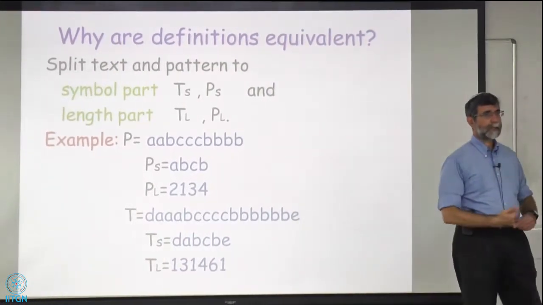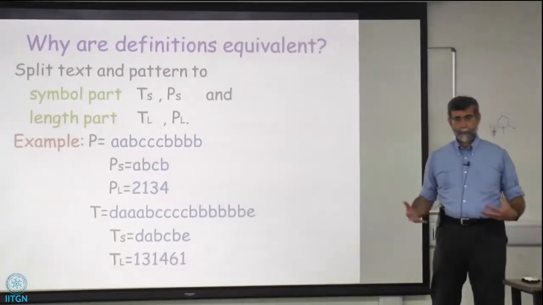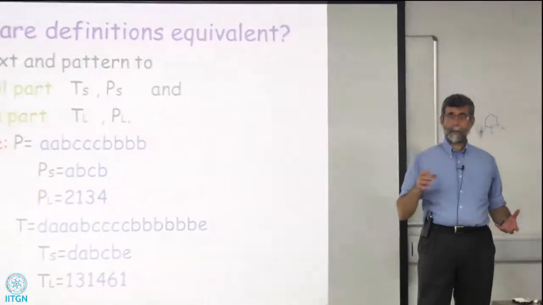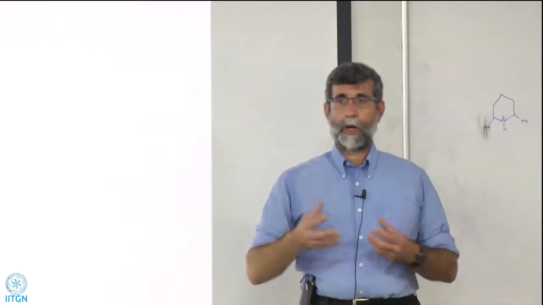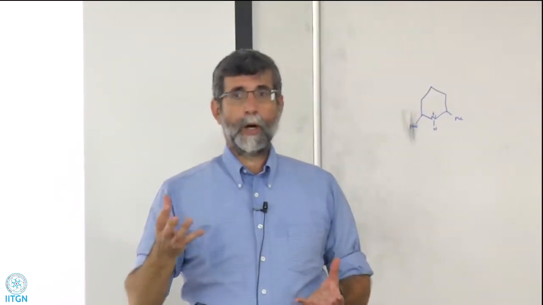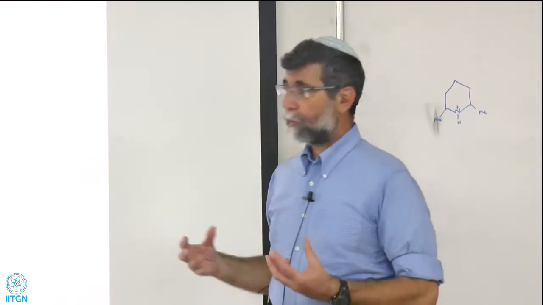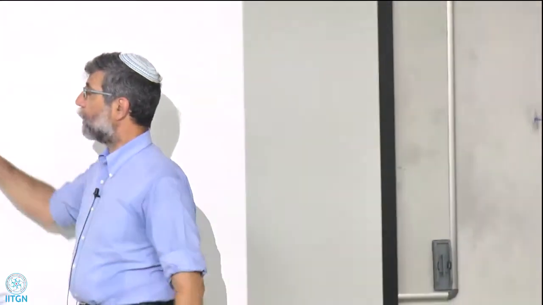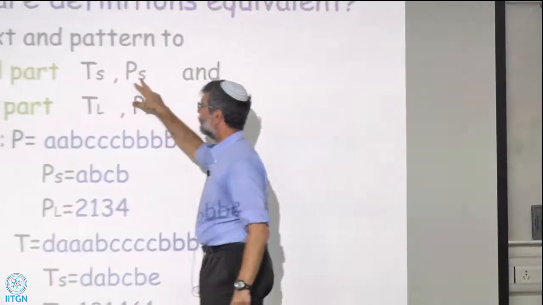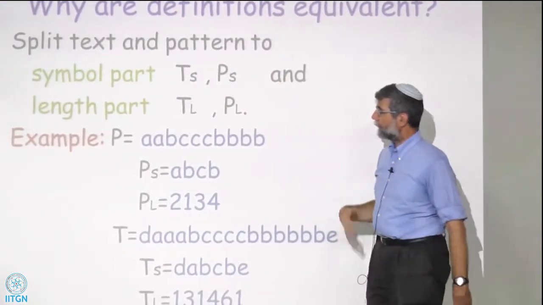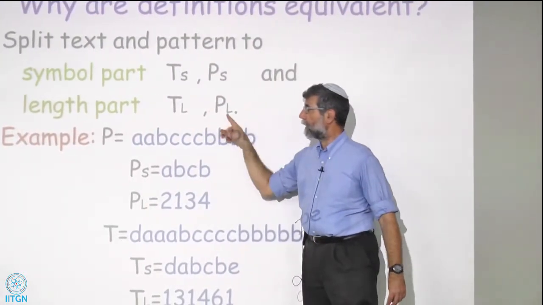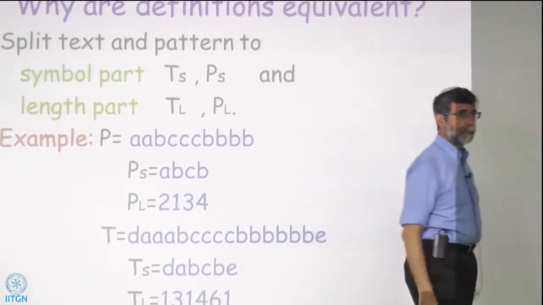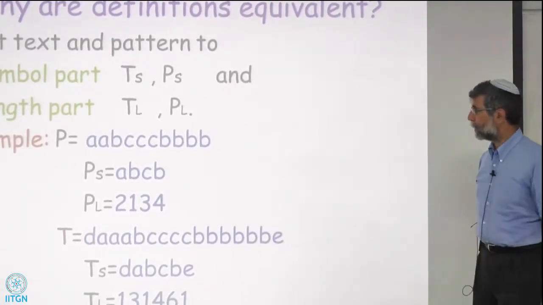Because in some sense, there's two things going on here. As you saw, when I write a to the r, a is a symbol, r is a number, which is the length of the run of how many a's I have. So we'll call the symbol text ts, the symbol pattern ps, the length text tl, and the length pattern pl. So that's what we're going to do.